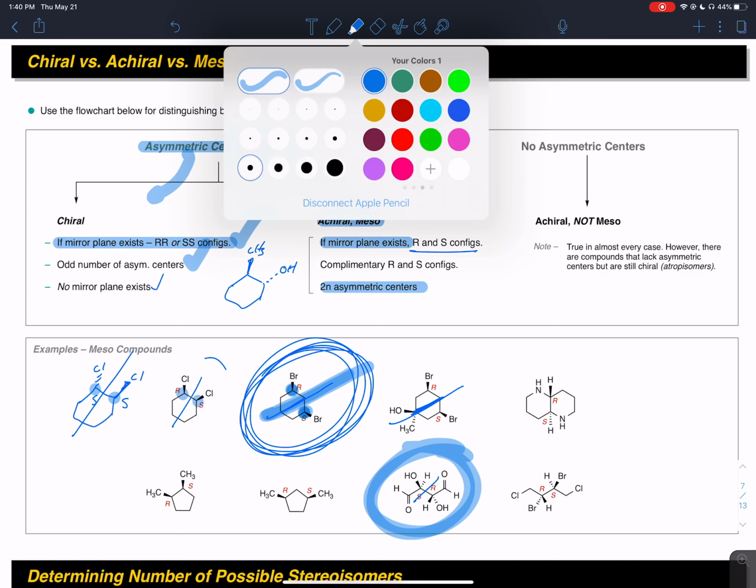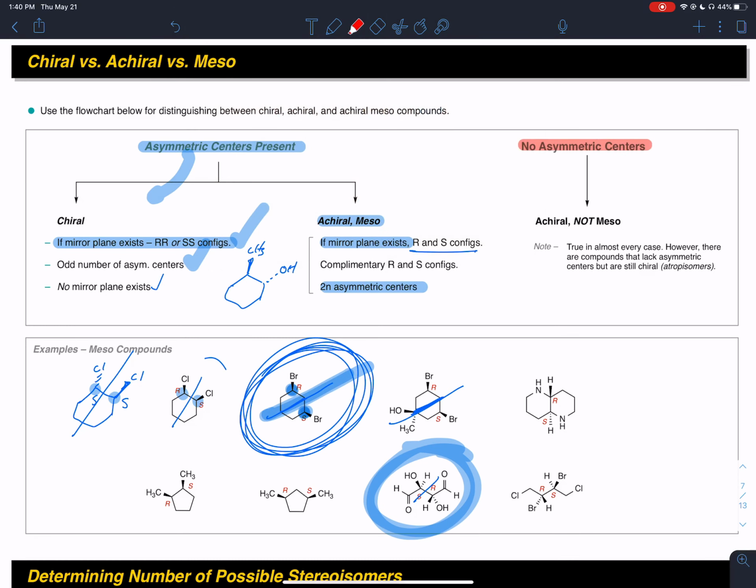Now let's talk about what if asymmetric centers are not present. If there are no asymmetric centers, it's pretty safe to lean towards achiral, not meso. There are some exceptions here, which we'll talk about in subsequent videos, called atropisomers, which lack asymmetric centers, but are still chiral as a result of non-superimposability of the mirror image being conferred by hindered rotation about carbon-carbon bonds. So yes, there are molecules that lack asymmetric centers that can be chiral. We'll talk about identifying those later. Think about that as an exception for now.